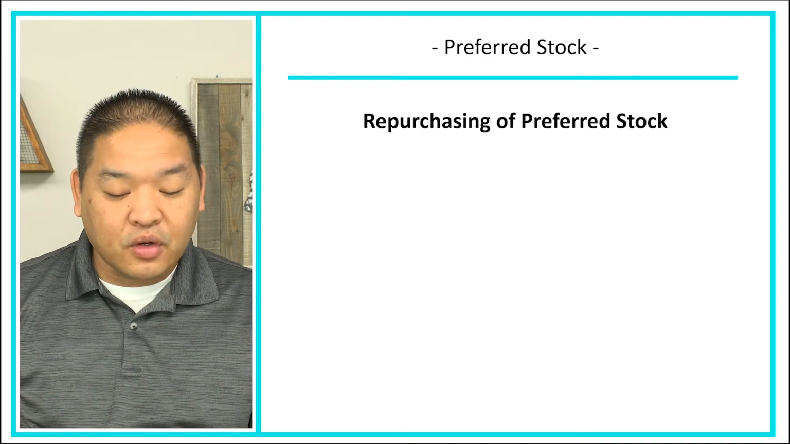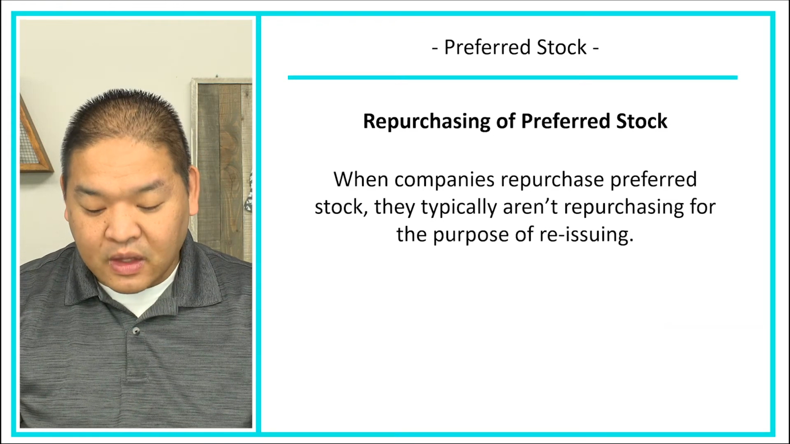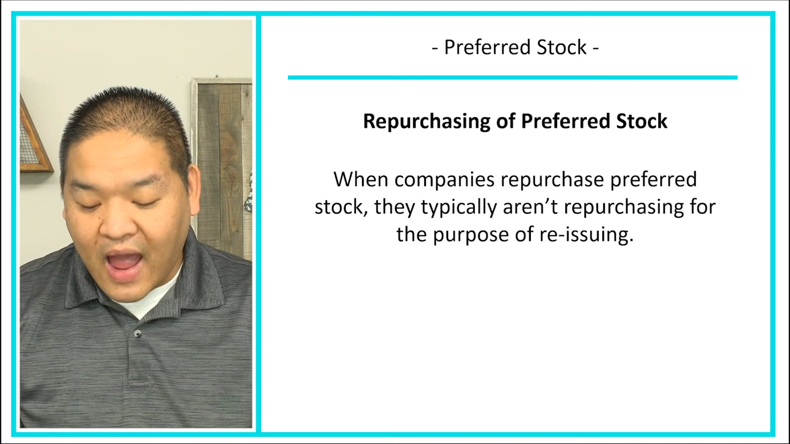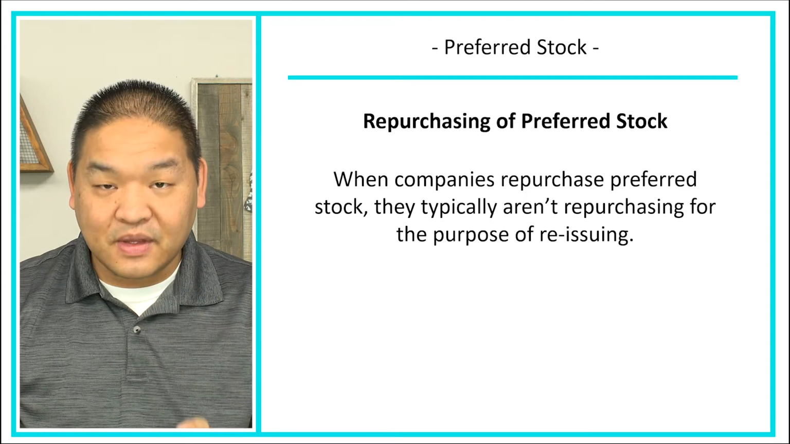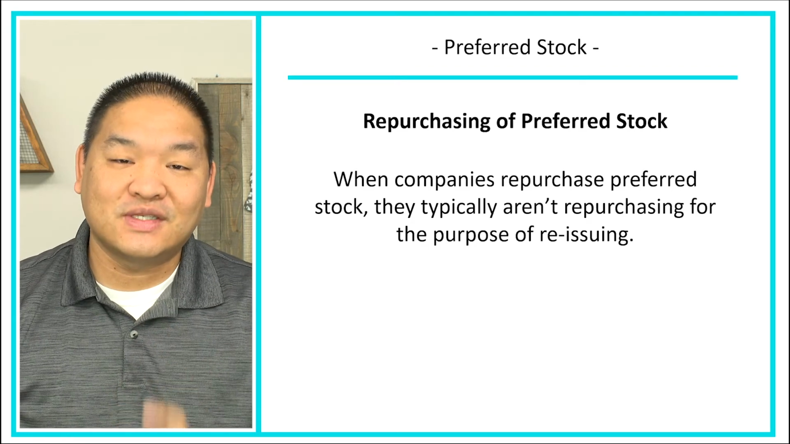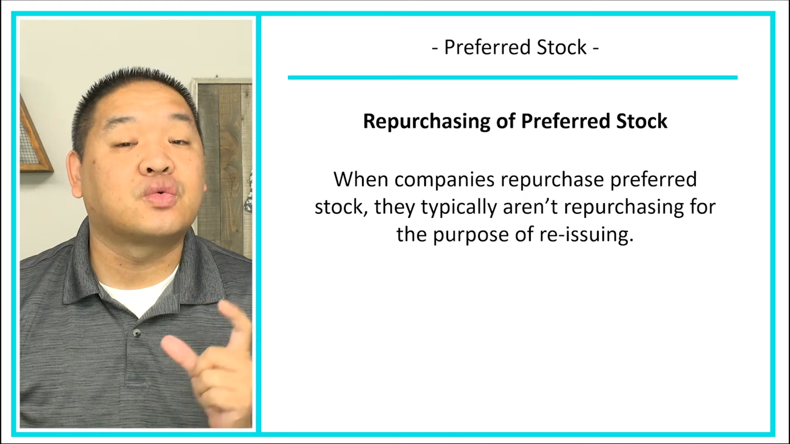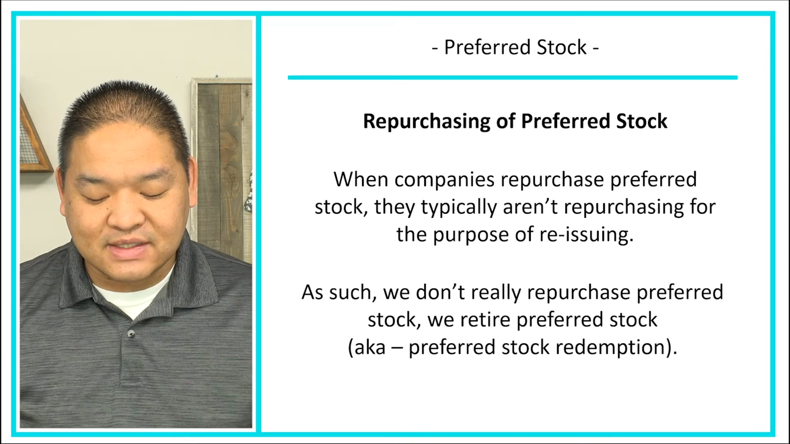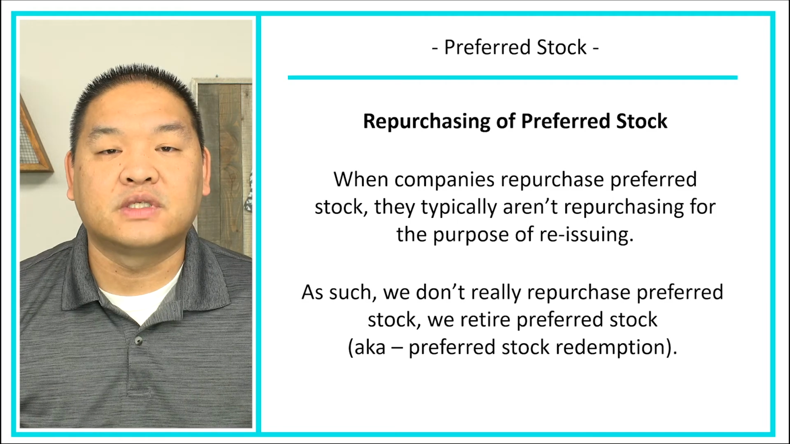Now, one note about repurchasing a preferred stock. When a company decides that they want to repurchase it, oftentimes they're not purchasing it to hold it off to the side. They are typically not repurchasing preferred stock to reissue. They're pretty much purchasing that preferred stock to retire it. So as such, we don't really repurchase preferred shares. We instead retire preferred stock. AKA, we call this a preferred stock redemption.